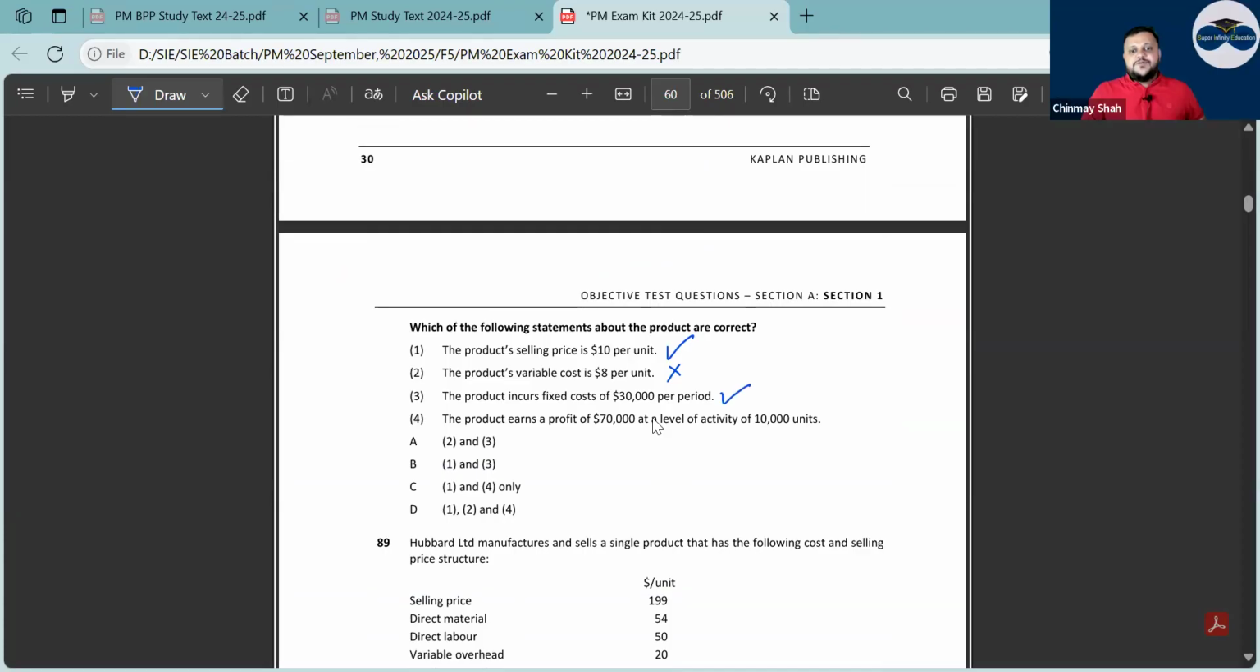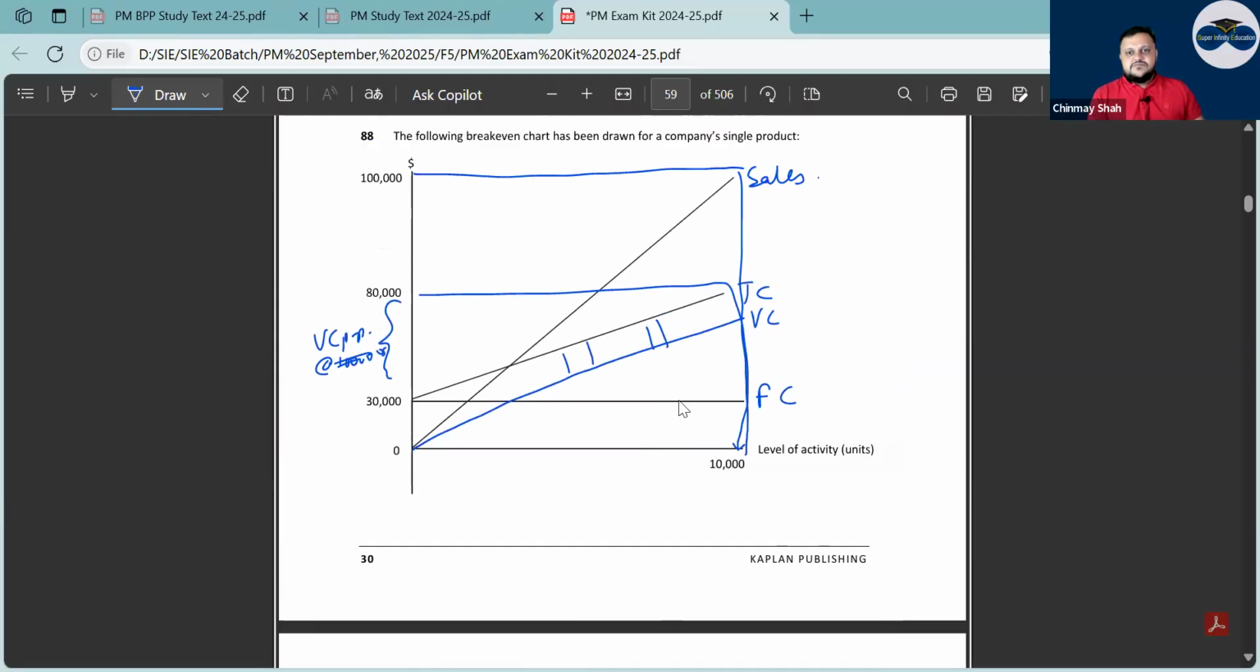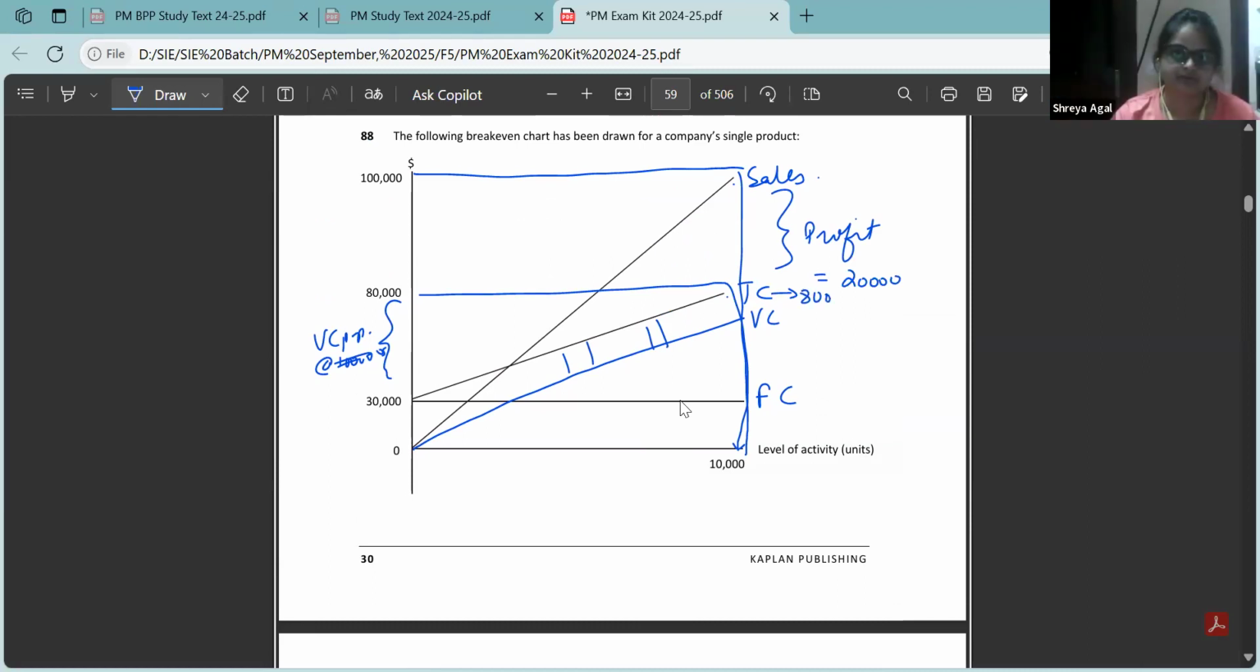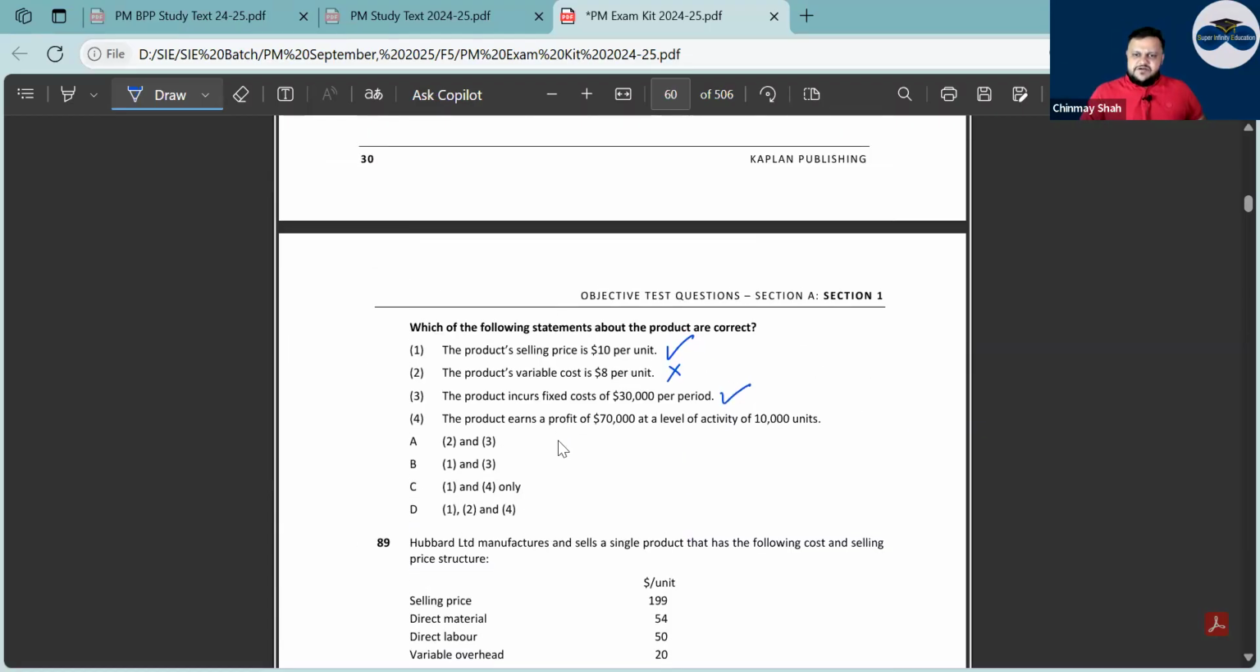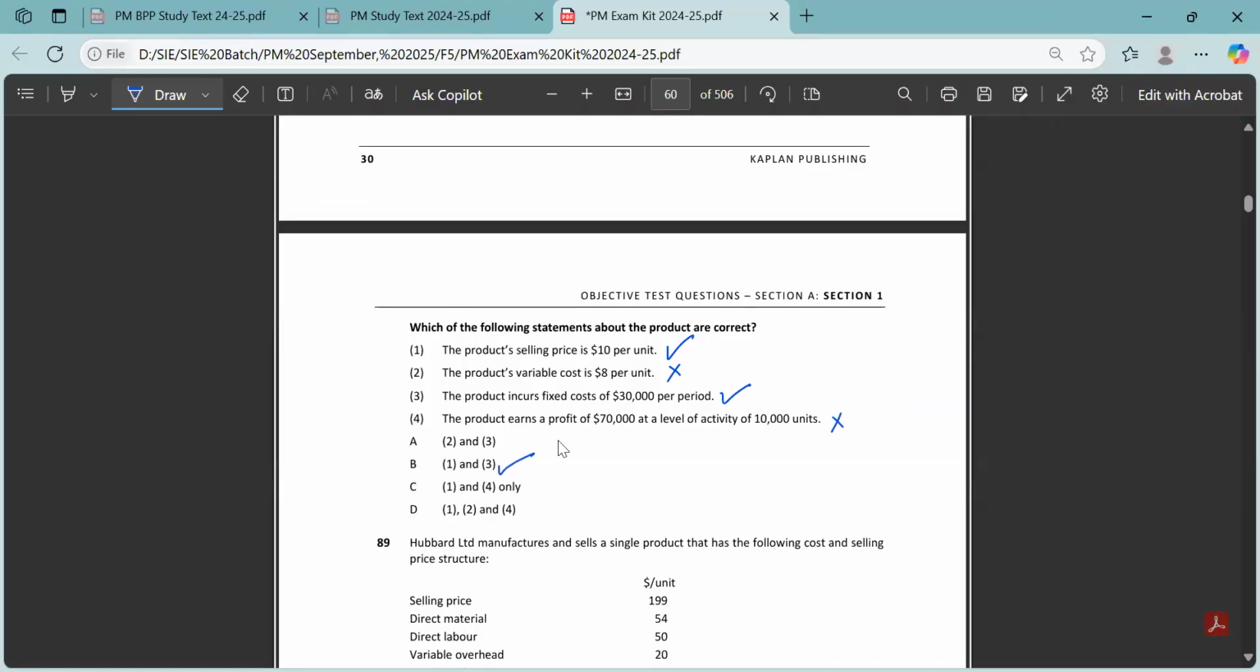The product earns a profit of 70,000 at an activity level of 10,000 units. Wait, one minute. How much is total cost? 80,000. How much are sales? 100,000. How much is the profit? Tell me. Is it 20,000? 20,000. Total cost is 80,000. So the fourth statement, is it correct or not correct? 70,000 profit, no. So which are correct? 1 and 3.